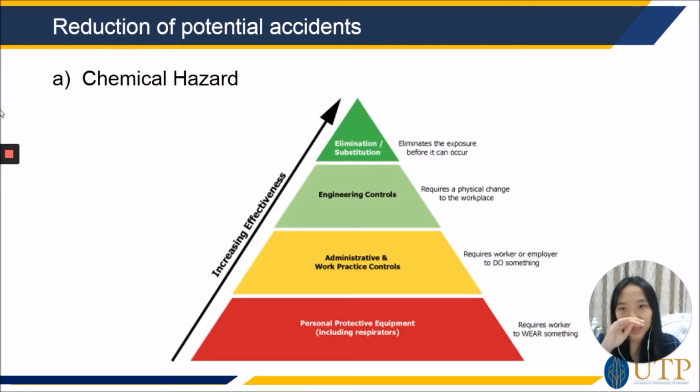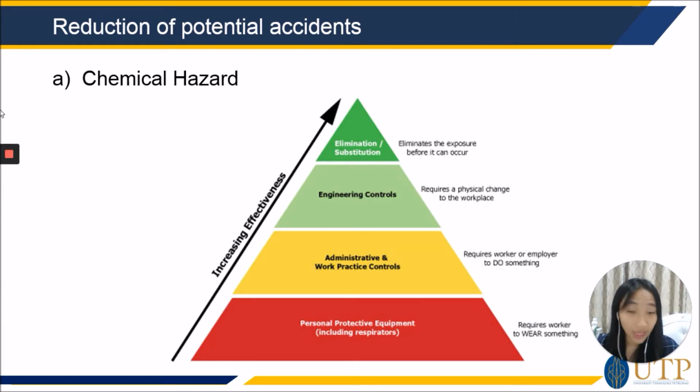And next is the reduction of potential accidents. So basically, hazard is like a form of harm to a person or a particular thing. So when you are exposed to hazard, you are also exposed to risk. You are at risk. So how you can reduce the risk is by identifying all of these hazards, and this simultaneously reduces the potential accidents that might occur.